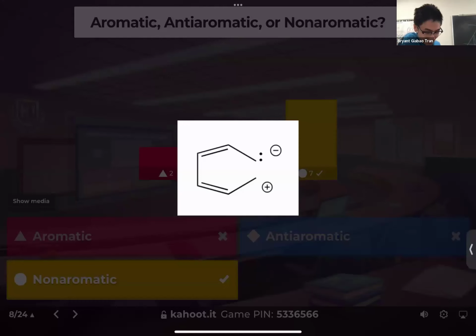Right. So in this case, it is fully conjugated. It is all sp2, but it is not cyclic. It's not in the ring.